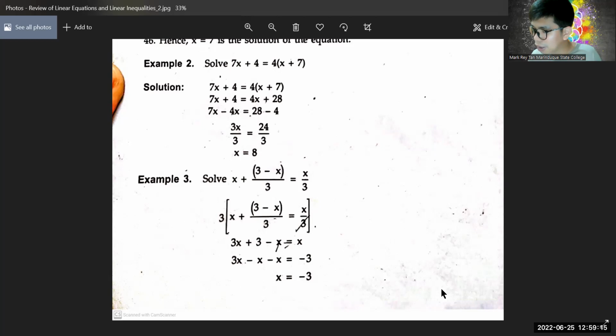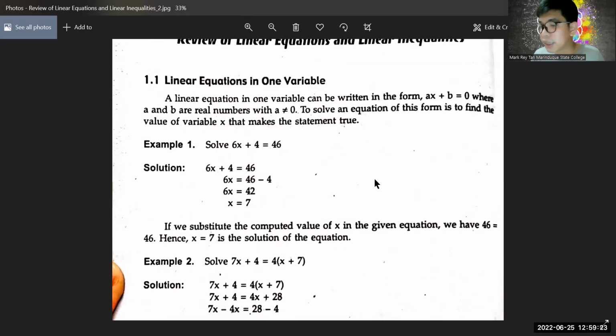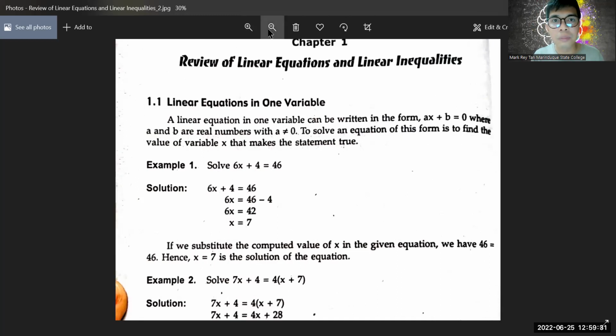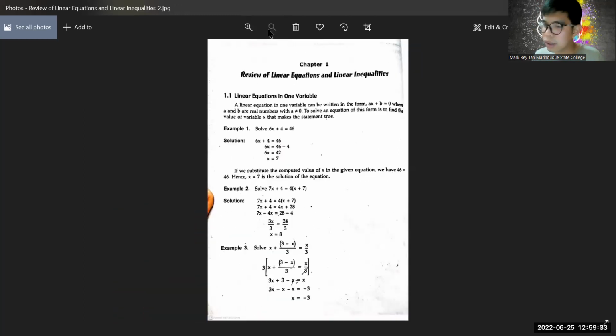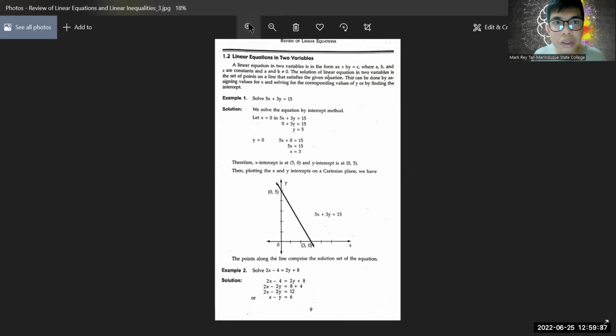Hopefully that was quick, but it seems like it has been several minutes. So class, that's the discussion for linear equations in one variable. It's one variable because we only have x as the variable. Okay, so let's proceed to the next topic, which is the linear equation.